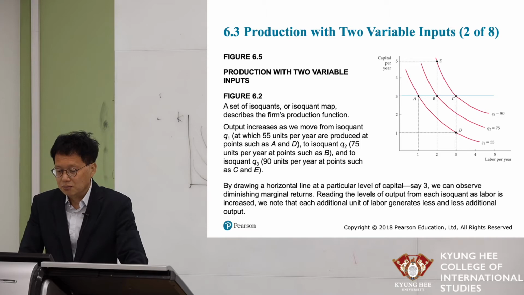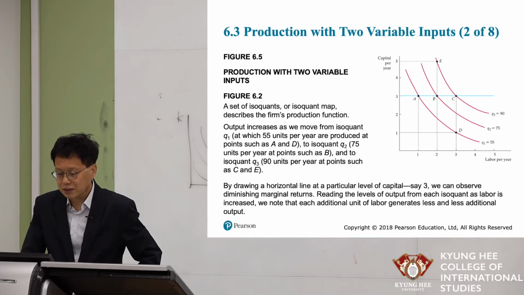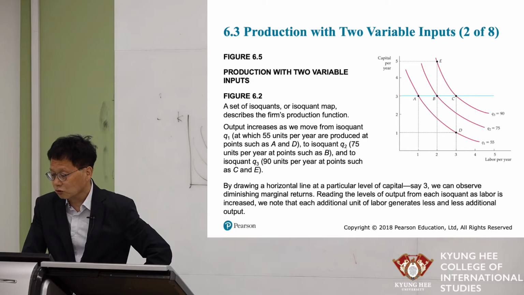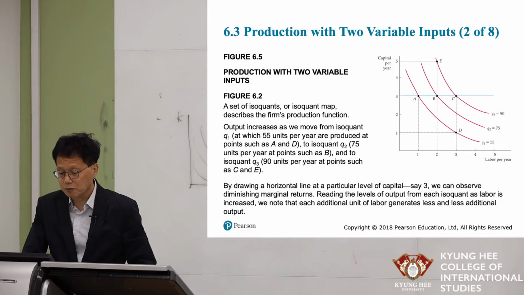Like this, Figure 6.2: a set of isoquants, or isoquant map, describes the firm's production function. Output increases as we move from isoquant Q1 to Q2, Q2 to Q3. So pizza production increases: 55, 75, 90 pans of pizza. Okay? Output increases as we move from Q1 to Q2 to Q3.